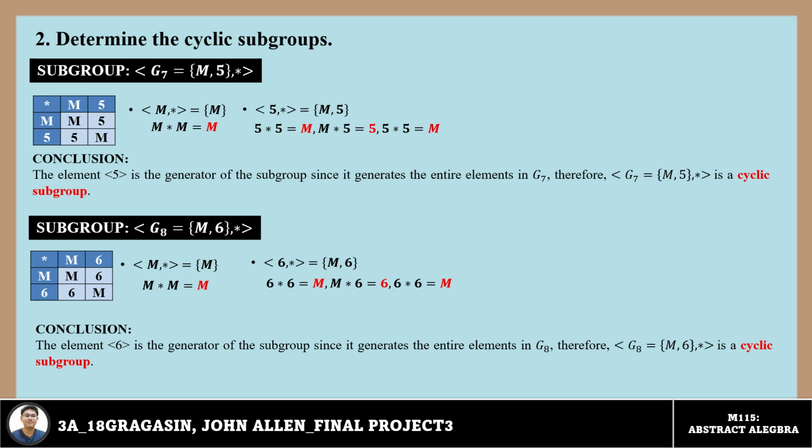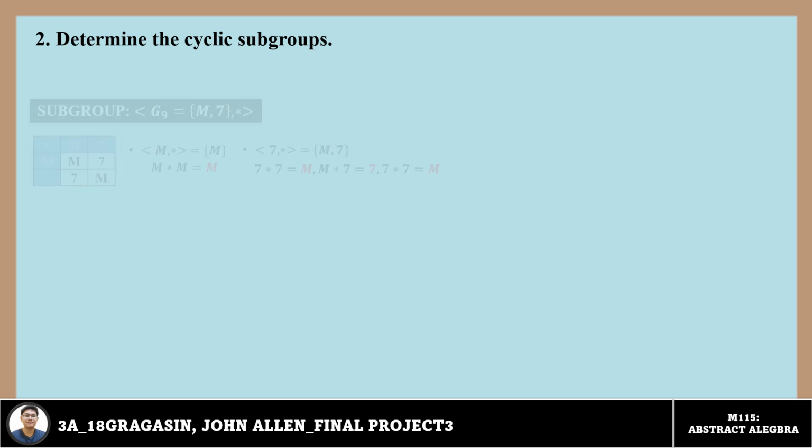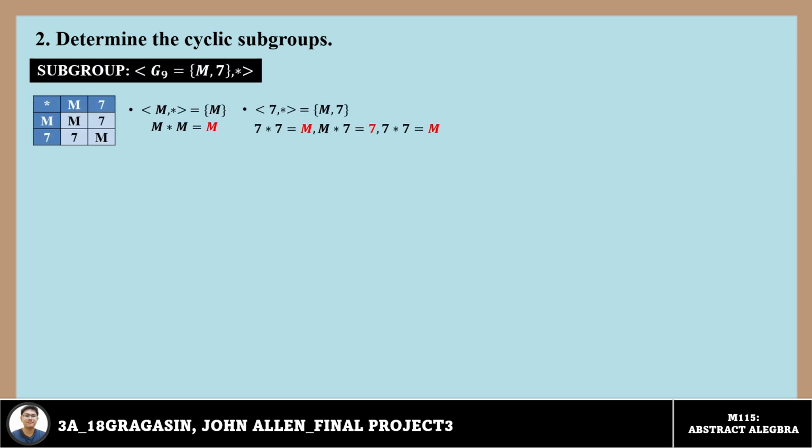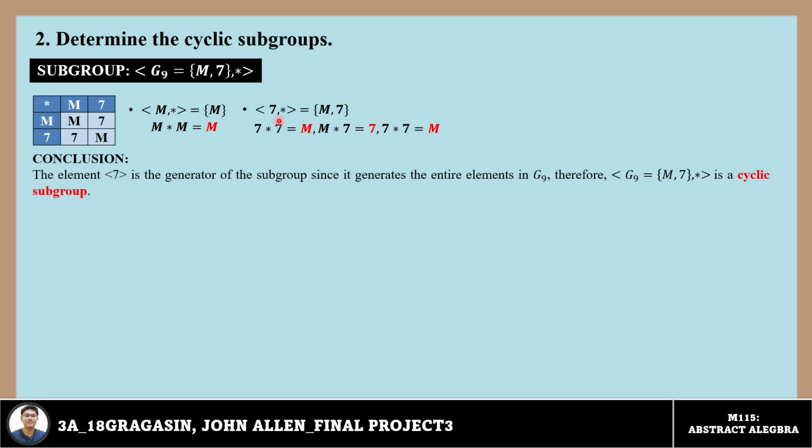is a cyclic subgroup. Next, we have the subgroup G sub 9 with elements M and 7 under the binary operation star. As you can see here, the element 7 generates the entire subgroup G sub 9. Therefore, we can conclude that the element 7 is a generator in this case. Since a generator exists in G sub 9, we can conclude that G sub 9 is a cyclic subgroup.